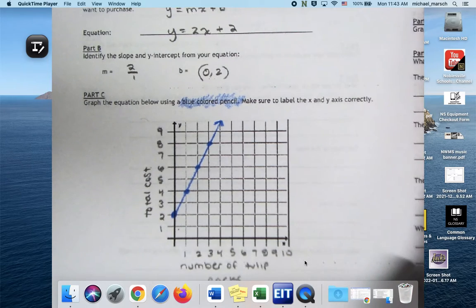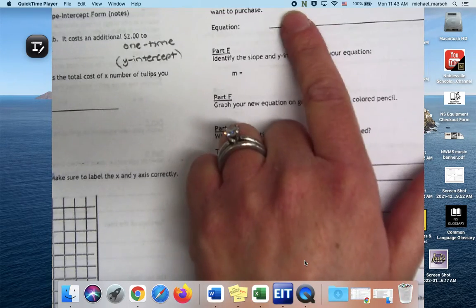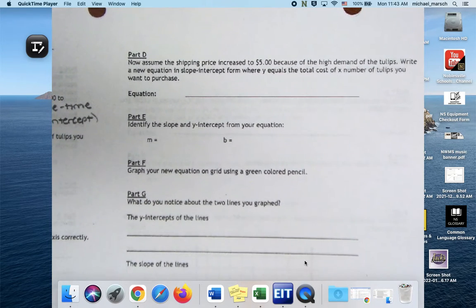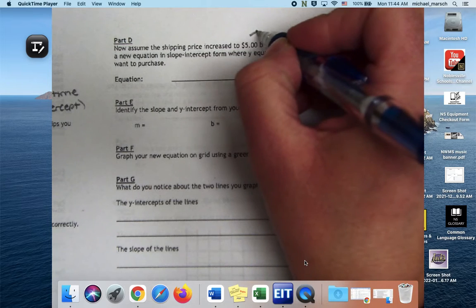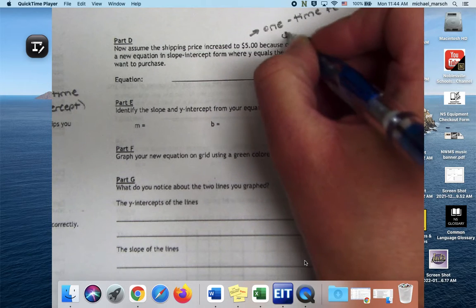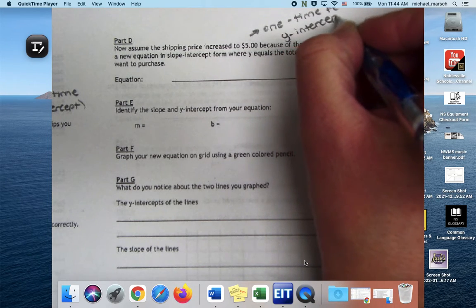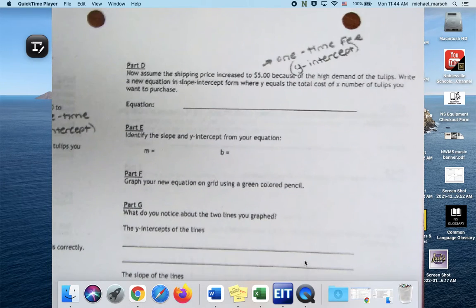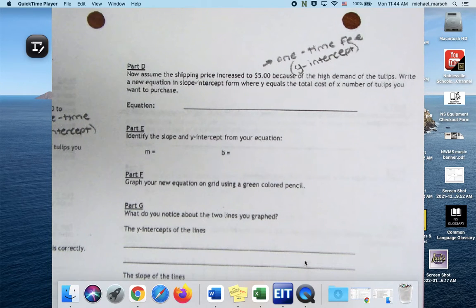Okay, the other half of this page. Assume the shipping price increased to $5 because of the high demand of tulips. Write a new equation, still in slope-intercept form, or y equals the total cost of x number of tulips you want to purchase. So what changed? Did our price of the repeating fee change or our one-time fee change? One-time fee. So above this, write one-time fee, which remember is our y-intercept. Everything else is the same, but they had to up their shipping costs because everybody wants tulips.